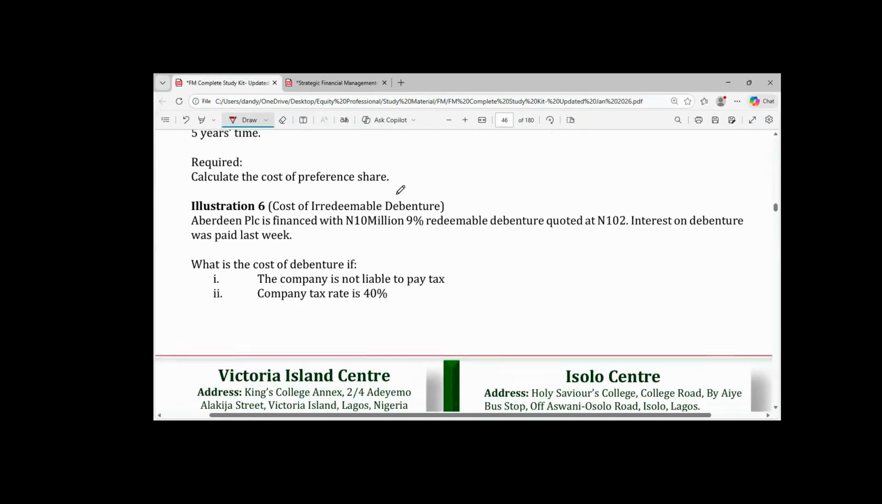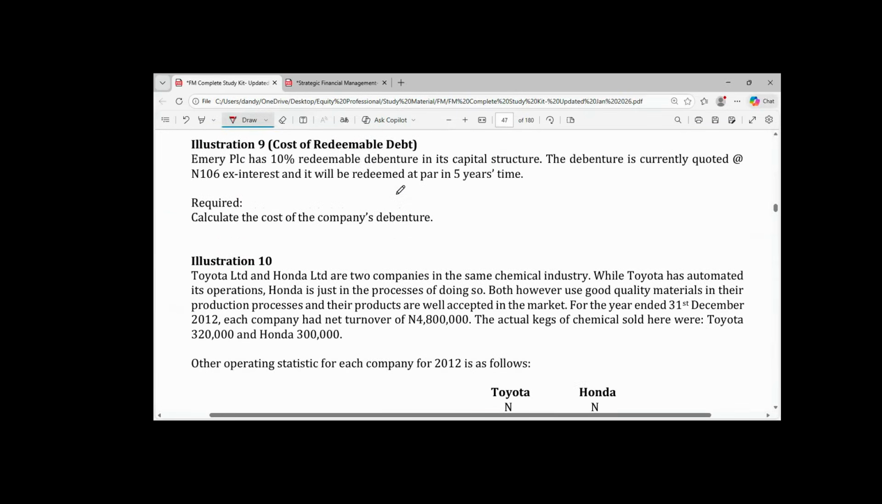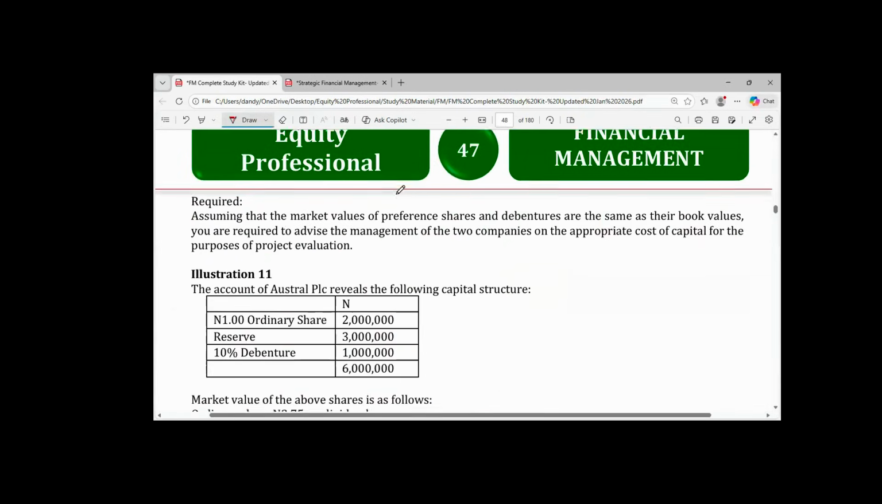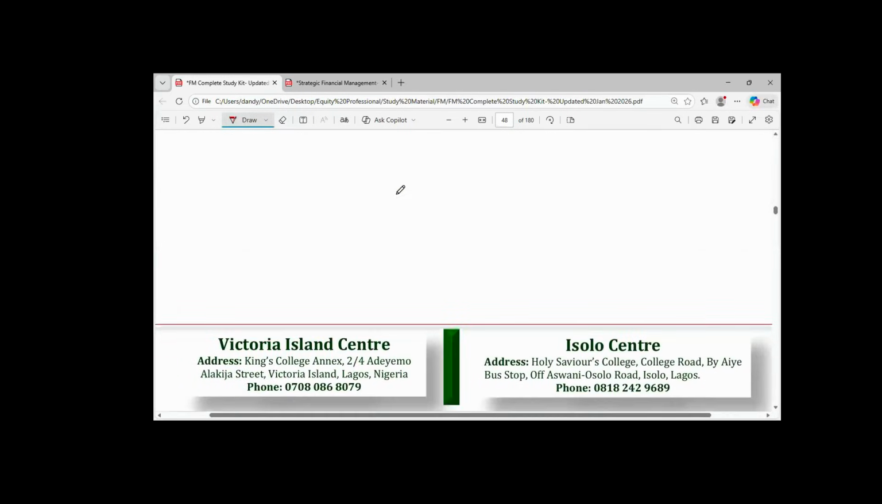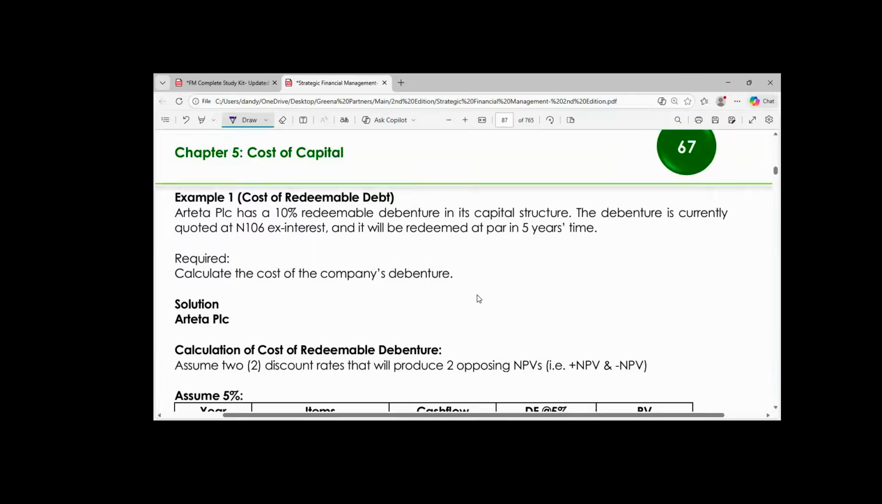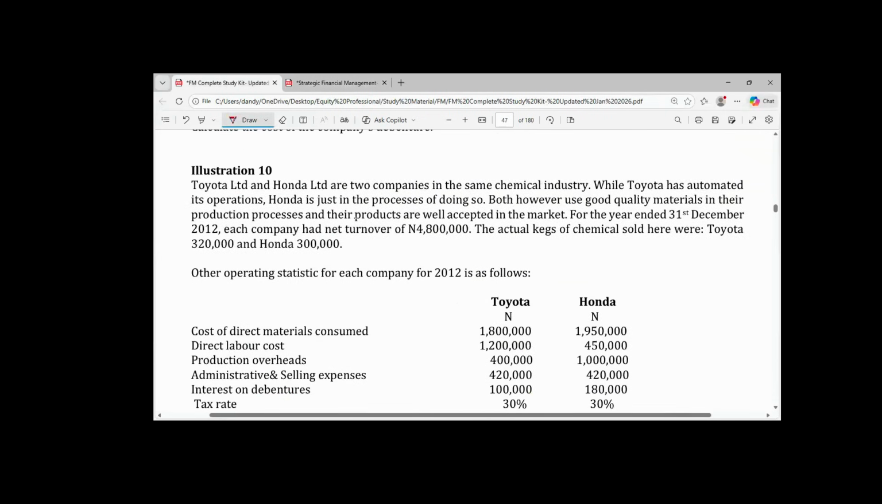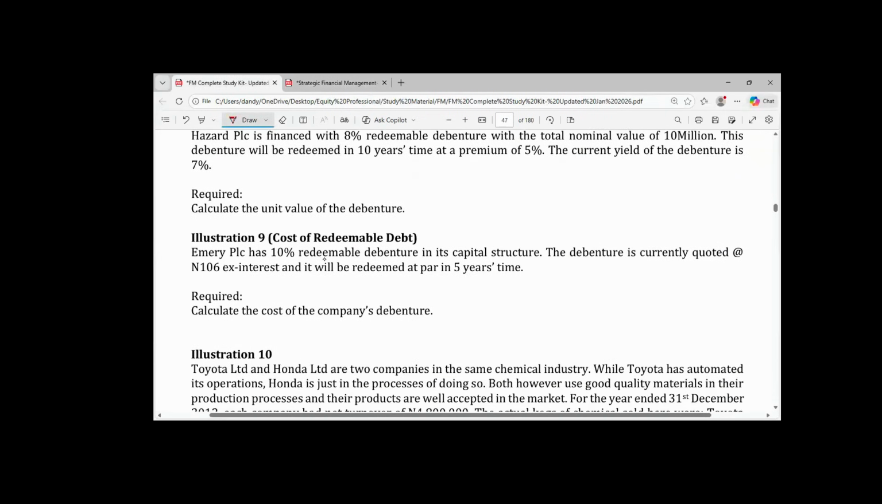This one has to do with, not this one. Okay. All right. I will share the golden book with you. Okay. Let's solve this example. I think this example should be in your material, isn't it? Yeah, yeah. Go to your study material, illustration number 9, Emory PLC.